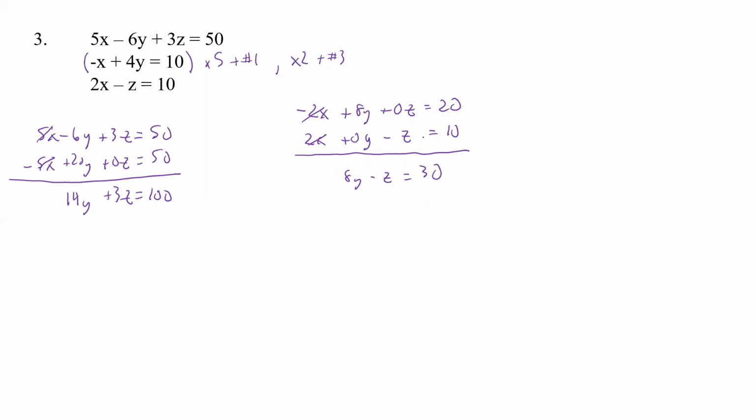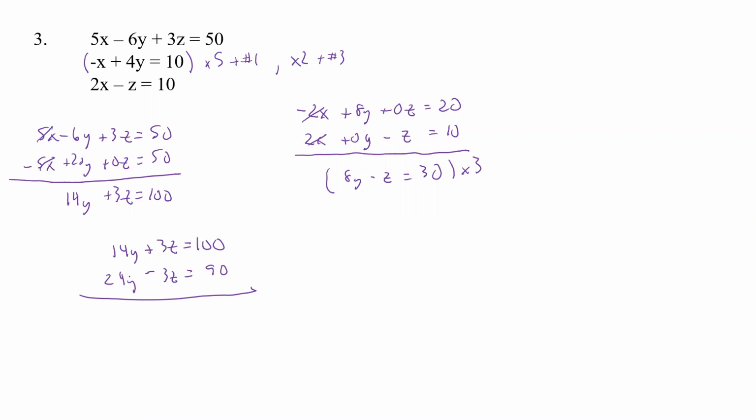All right. Now what do I want to do? Well, I notice 8 and 14 won't work, but 3 and 1, I can do that. What I can do is multiply this one by 3. That'll give me a negative 3z, and when I add it to that, those will cancel. So that gives me 14y plus 3z equals 100. Now when I take this one, I get 24y minus 3z equals 90.